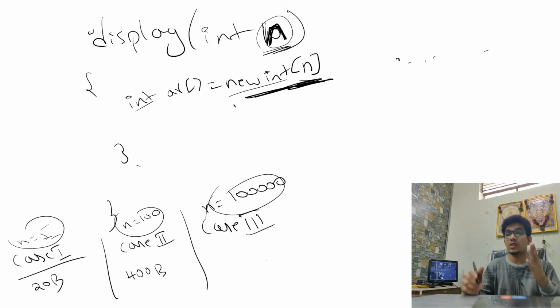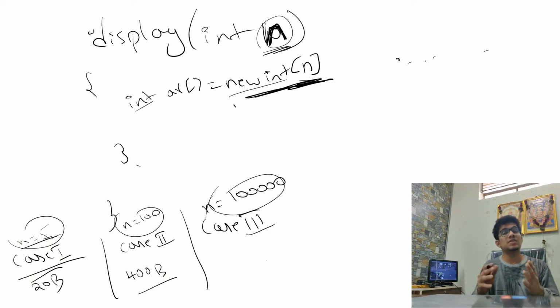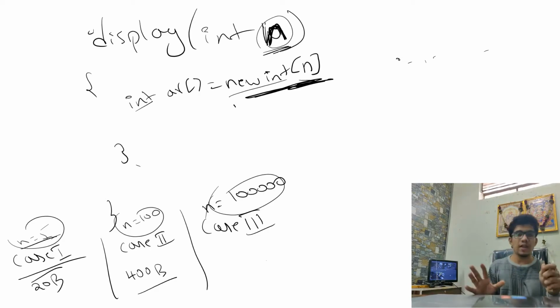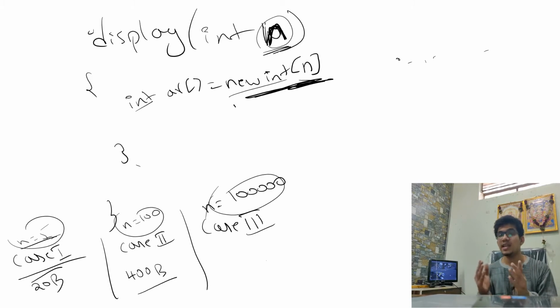So as you can notice, when your n value is changing, the size of the array is also changing. So it is not a constant space. It is not like whatever n value you give, it will create a constant array size only. No, it is not constant array size. It is varying.